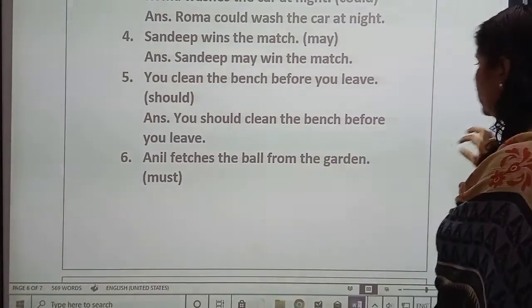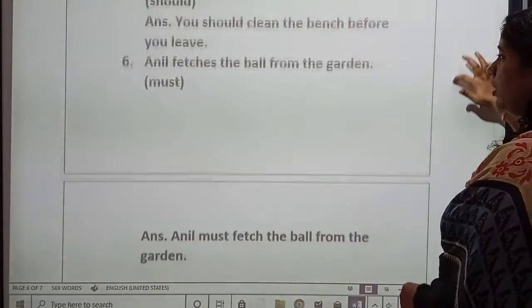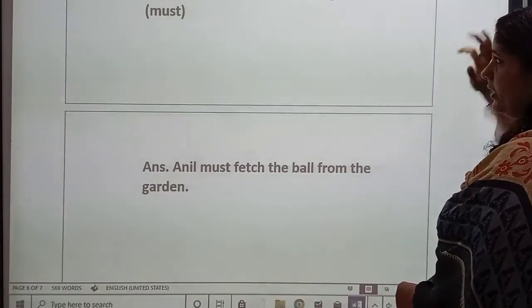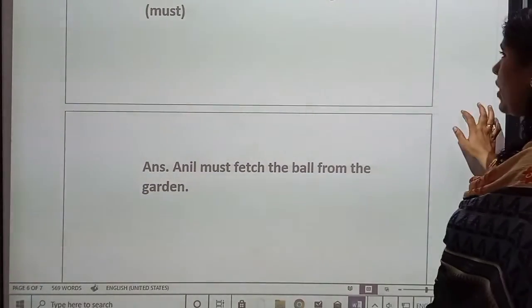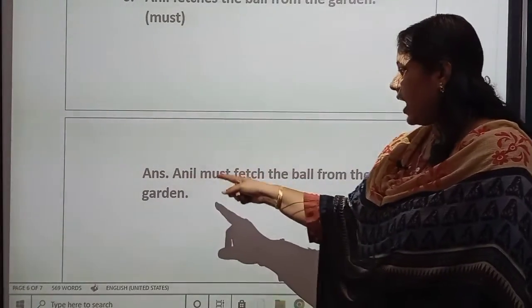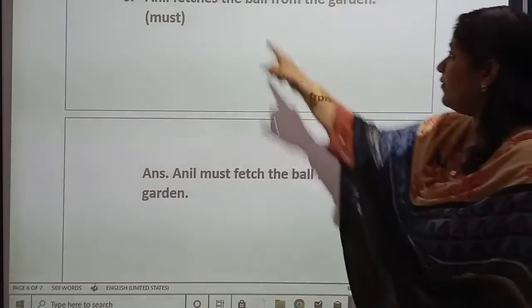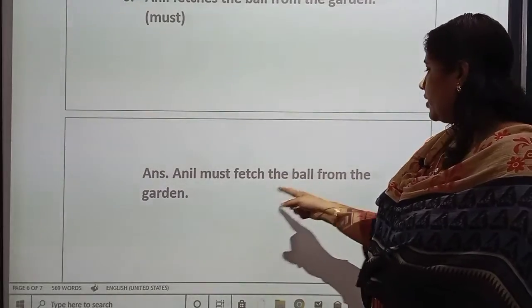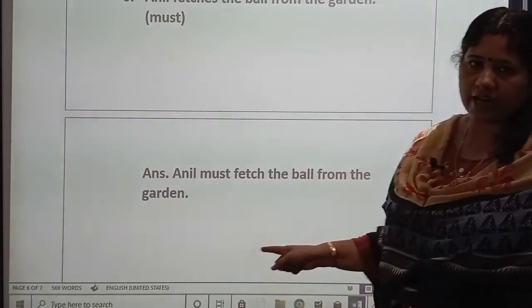Next, Anil fetches the ball from the garden. Must. What do you have to add? You have to add must. So, answer: Anil must fetch. See, fetches becomes fetch. The ball from the garden.